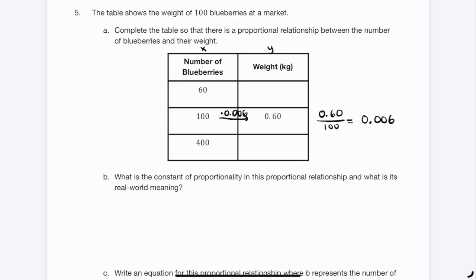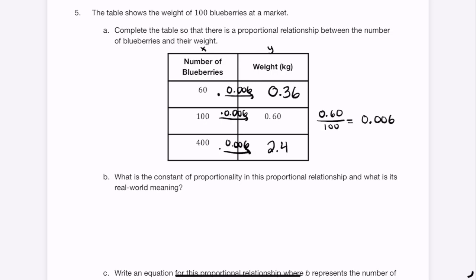So then to complete the table, we're going to take the number of berries and multiply by 6 thousandths, and we will get 0.36 or 36 hundredths grams, and 2.4 or 2 and 4/10 grams. So this is a relationship. We can just sort of do that without thinking about the context. But now we're trying to make sense of what this real world meaning is. So how did we get this?